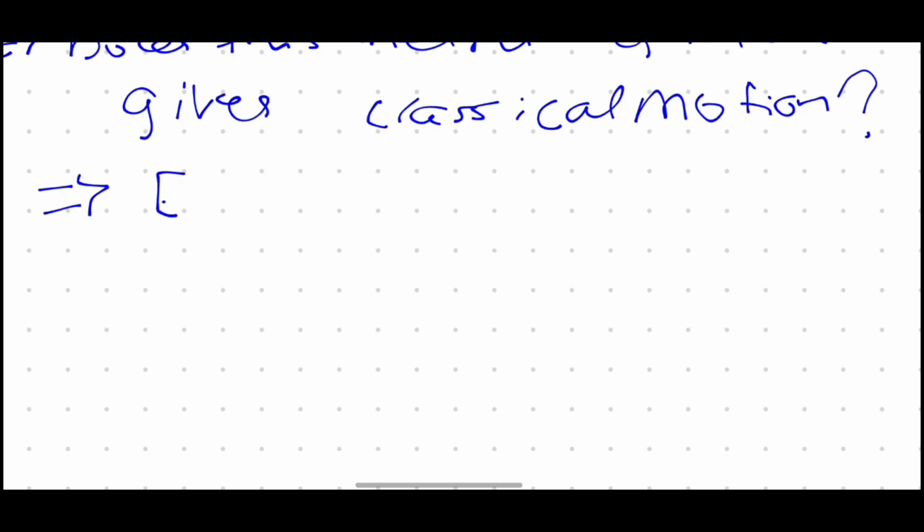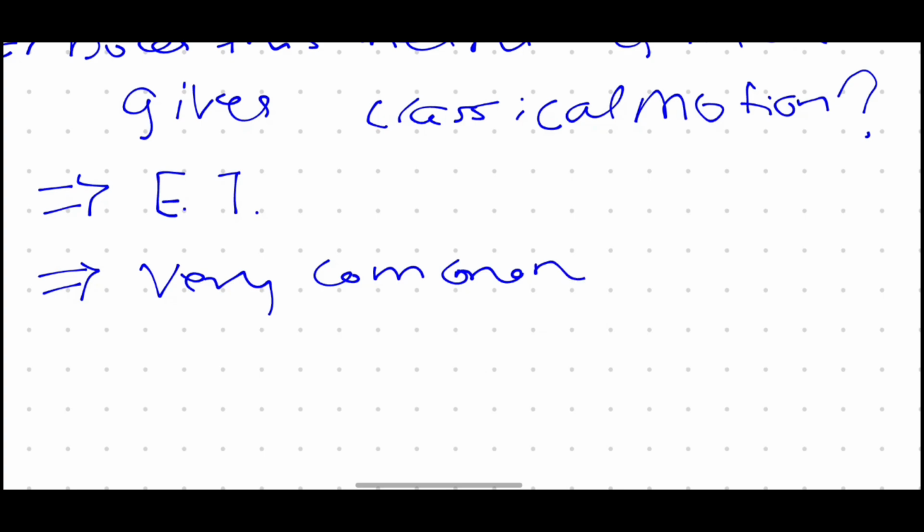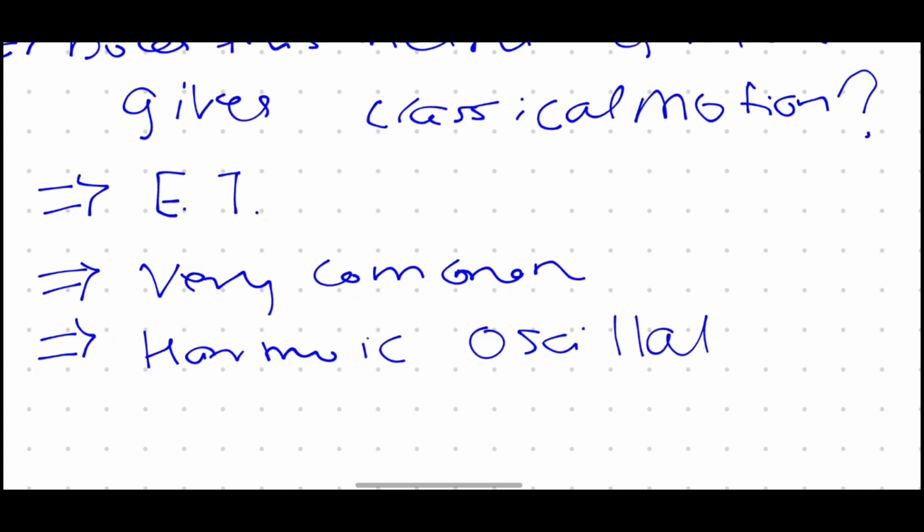We are going to use Ehrenfest theorem with what? We need a system to use Ehrenfest theorem. What is the best system that can happen with it? So the system which we are going to use is very common, and it appears almost in every physics problem you come across. It is basically called the harmonic oscillator. So we are going to work with the harmonic oscillator as a system using Ehrenfest theorem.